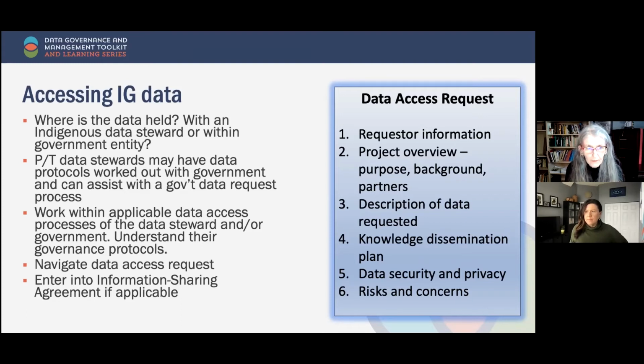So once you have that, you have to work within the applicable data access processes that either the data steward or government has. It's going to include a data access form, and you see that in the highlighted box. It's some pretty basic information: who you are, why you want this information, who your partners are, exactly what data you're requesting, how you are going to share it, that's the knowledge dissemination plan, and how you deal with any security or privacy concerns.